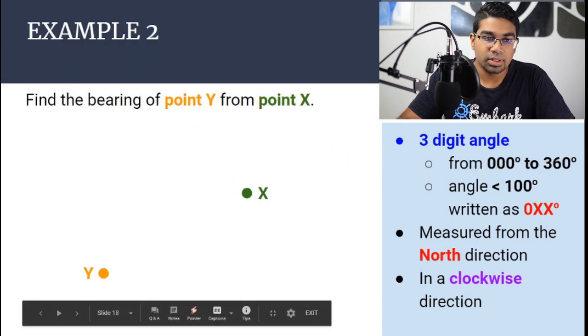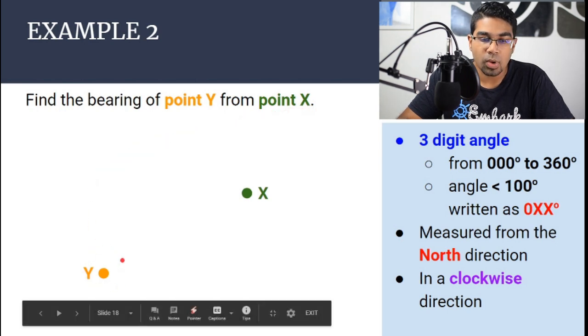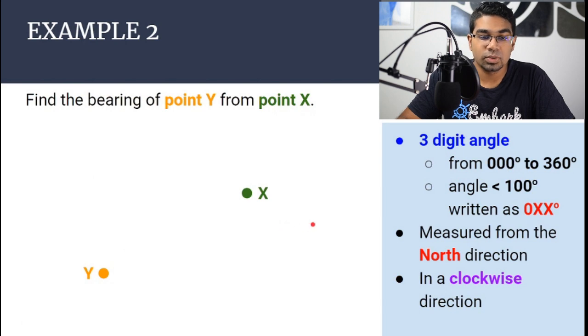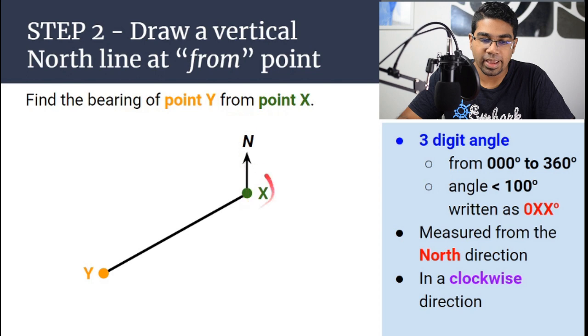Let's look at another example. Let's say now it's reverse. Find the bearing of point Y from point X. So now we are looking at the bearing of Y from X. Same thing, the first thing to do is to draw a line between the 2 points. And then step number 2 is to draw a north line at the from point. So according to the question, we are getting the bearing of Y from X. So we draw the north line at X.